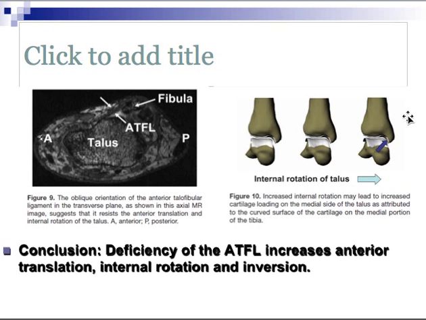So we can see that demonstrated in this picture here, where the talus is internally rotated, and what they're emphasizing in this picture is that's what can give you some pressure on the medial malleolus with the talus. And essentially, the conclusion is the deficiency of the ATFL increases anterior translation, internal rotation, and inversion.